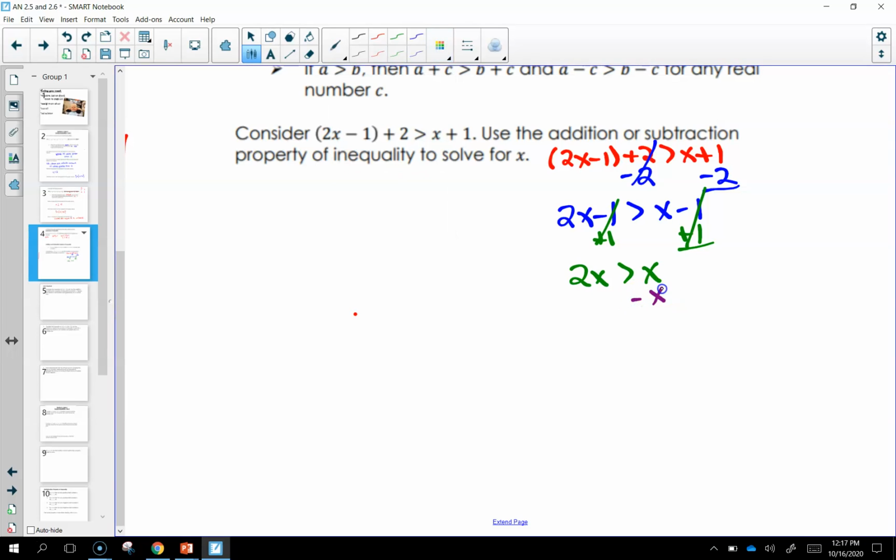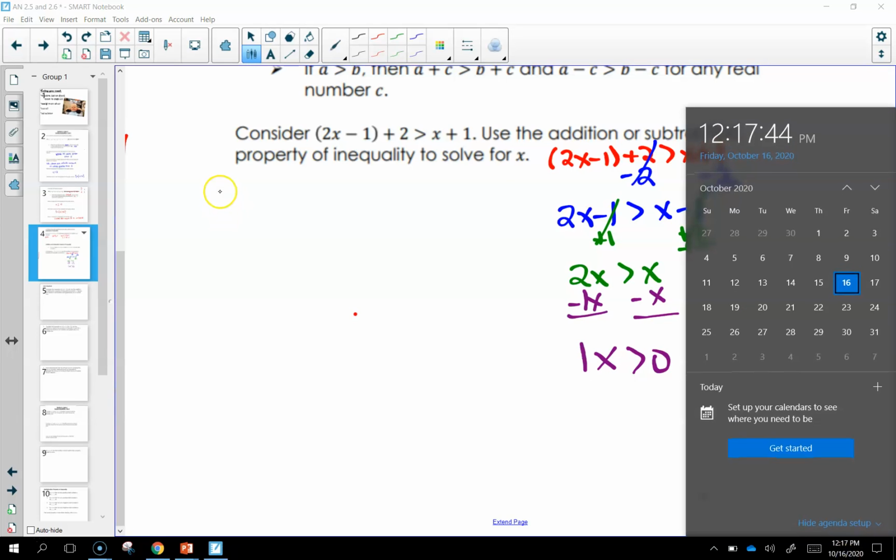So I'm going to move this guy over. I'm going to bring it with the other x. This is new. I don't think we've done something like this yet. So if I subtracted x over here, it's 0 now, right? Which is okay. 0 is still a number. 2x minus x gives me, remember x is 1x, 2 minus 1 gives me 1. So now I have x by itself. So what's going to solve this? Any x that is bigger than 0.